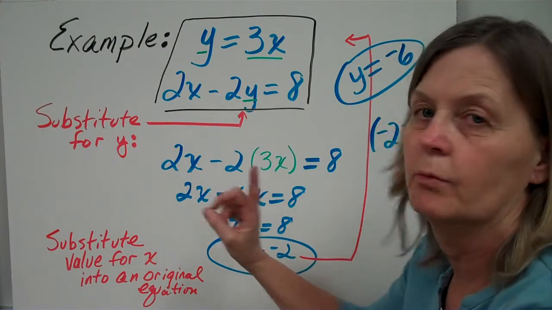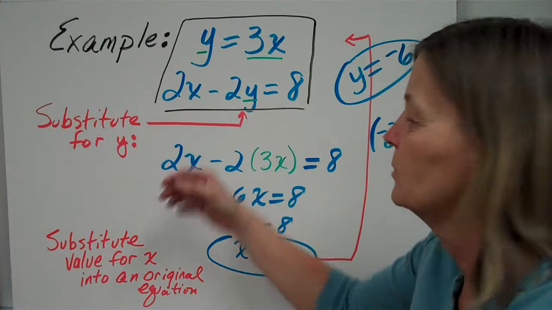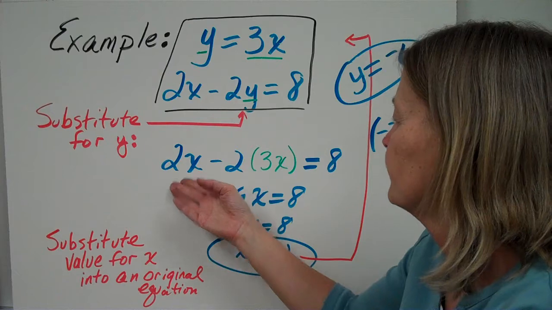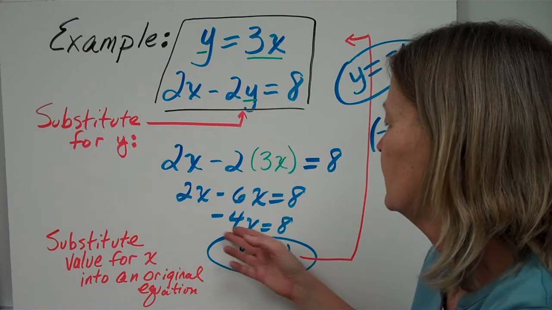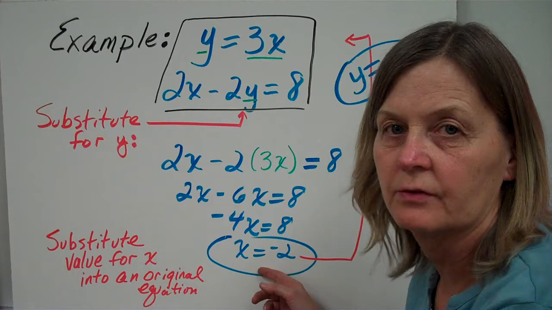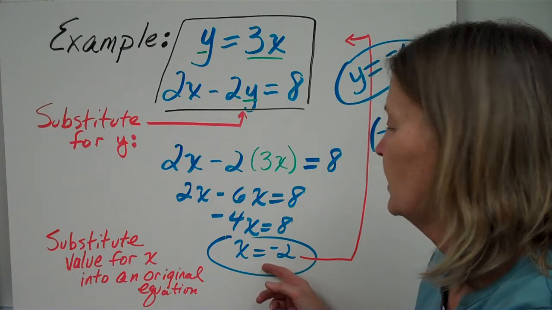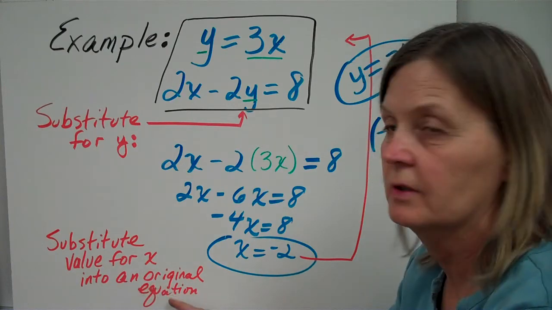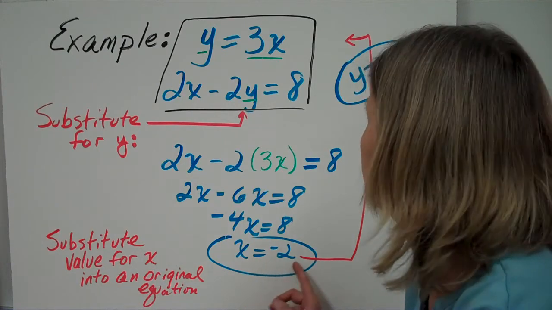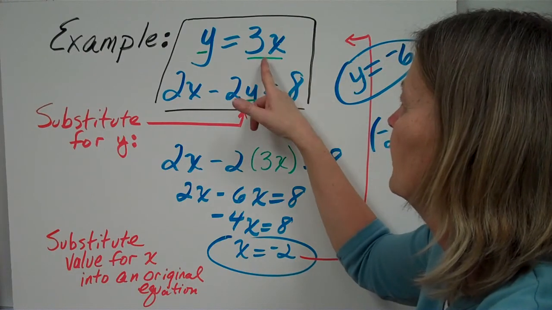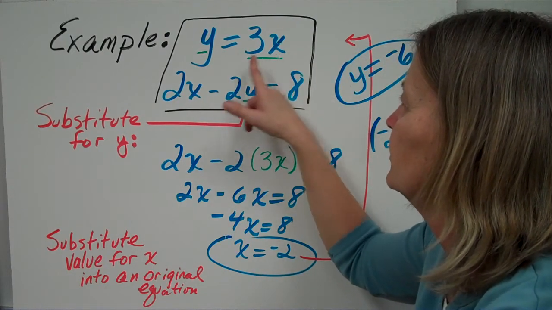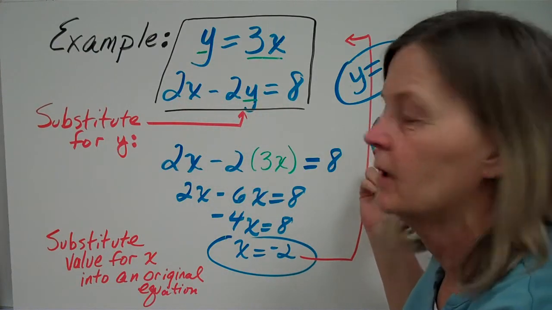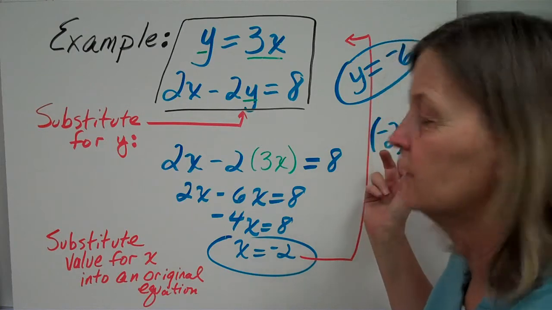This gives you an equation with one variable. We started with equations with two variables. By substituting, I have an x and more x's here. Doing the algebra, equation solving, I get an answer of x equals negative 2. Once you get one value, you always need to substitute that value for x into one of the original equations. So if I take x equals negative 2, bring it back up here, if I put it in this one, 3 times negative 2 equals negative 6. And again, you can find the ordered pair. That's the solution, (negative 2, negative 6).